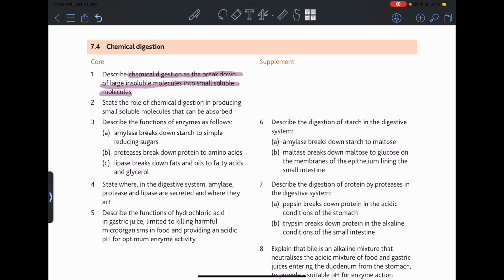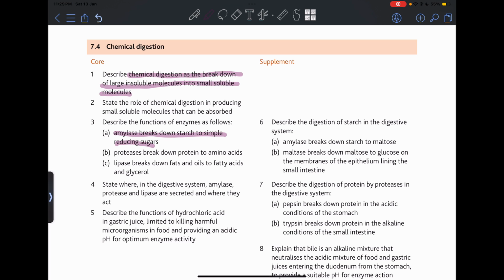Number 3 says, describe the functions of enzymes as follows. Amylase breaks down starch to simple reducing sugars. So you have to know that this is the use of amylase, and amylase breaks down the starch. Proteases break down proteins to amino acids. Lipase breaks down fats and oils to fatty acids and glycerol. So these are the uses and the names of enzymes that break down protein, starch, and fats and oils. Number 4 says state where in the digestive system amylase, proteases and lipase are secreted and where they act.